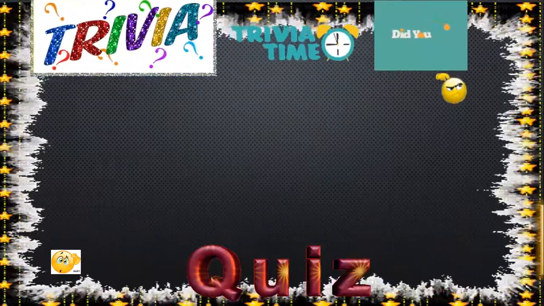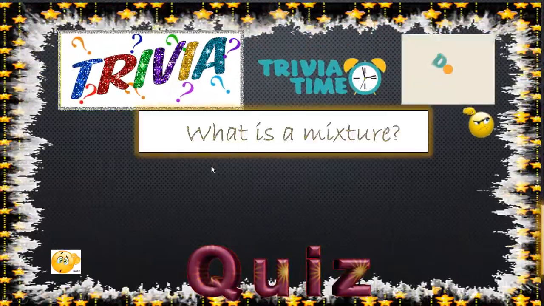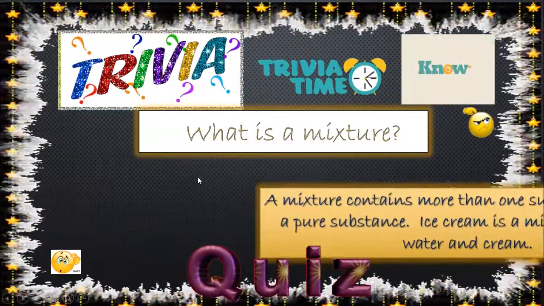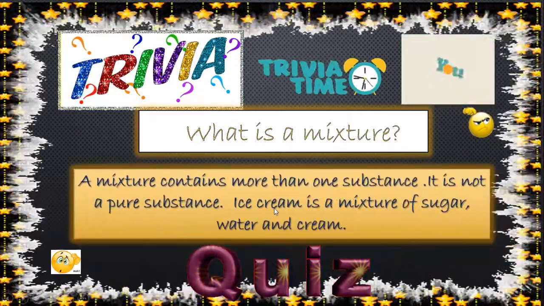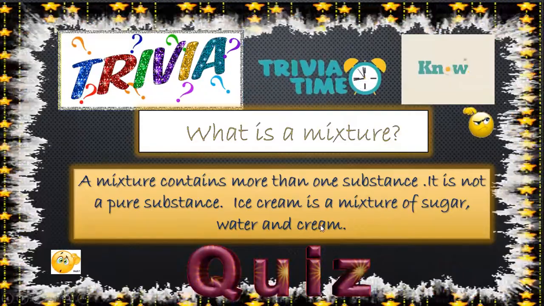Now it's trivia time, students. What is a mixture? A mixture contains more than one substance. It is not a pure substance. Ice cream is a mixture of sugar, water, and cream.